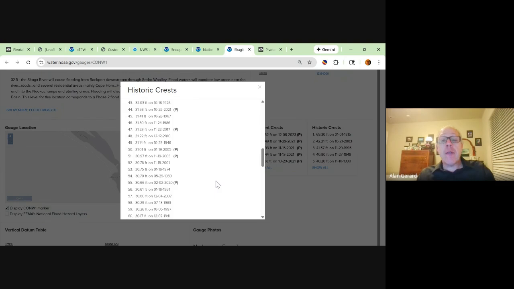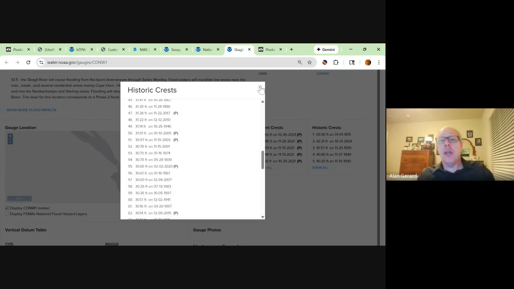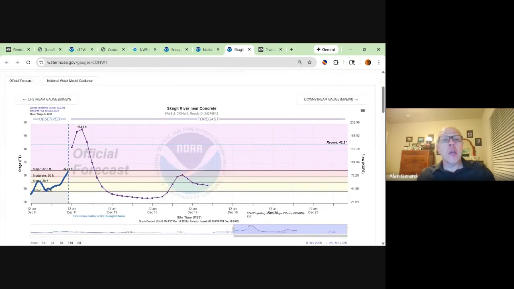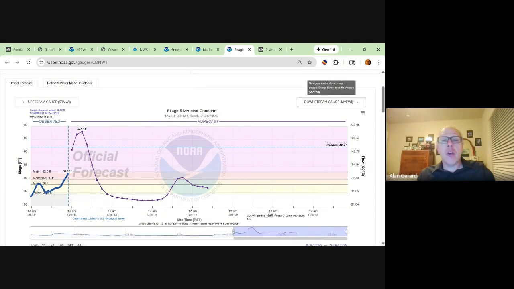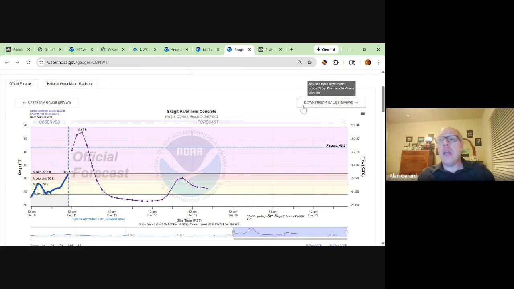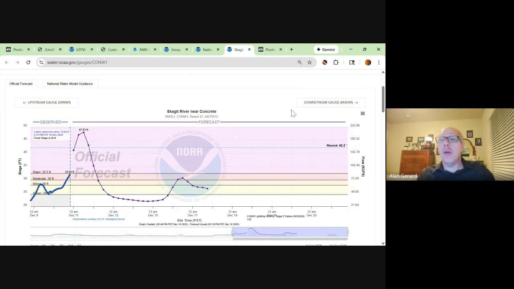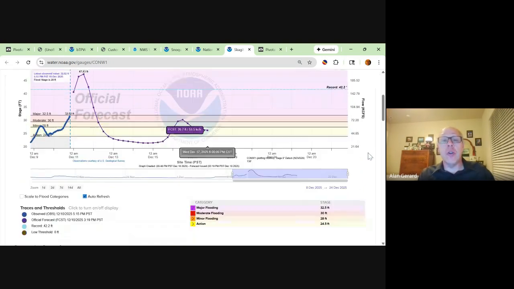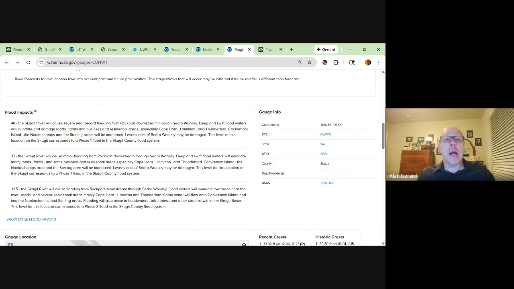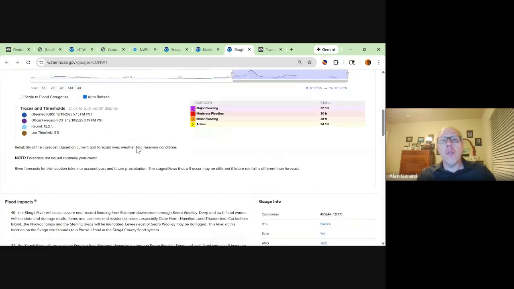1926. So the fact that we're potentially, if the forecast pans out, going to break the record at this site by nearly 6 feet, when there are records going back 100 years or more, to me is just, I mean, it's almost insane to see those kind of levels. And if we look at the impacts that are being talked about, they're talking about levee damage, deep and swift floodwaters inundating residential areas all along the river.